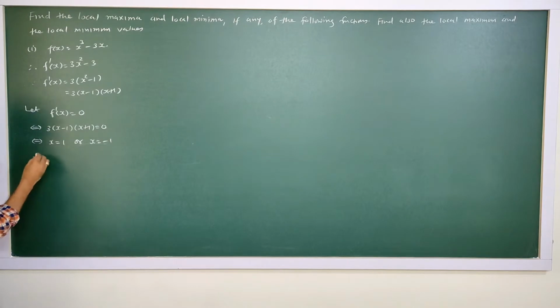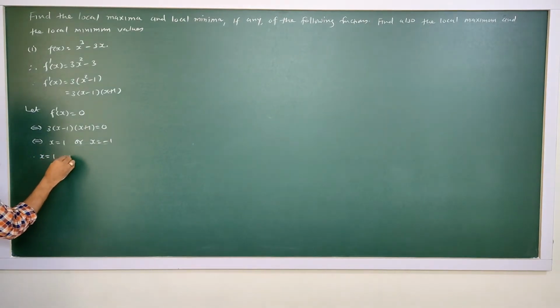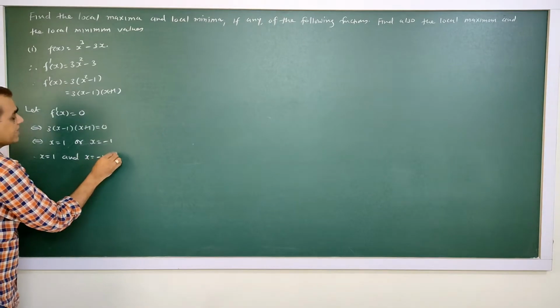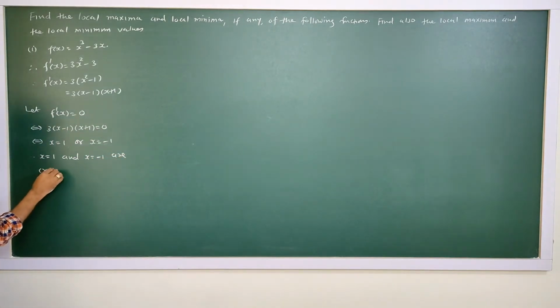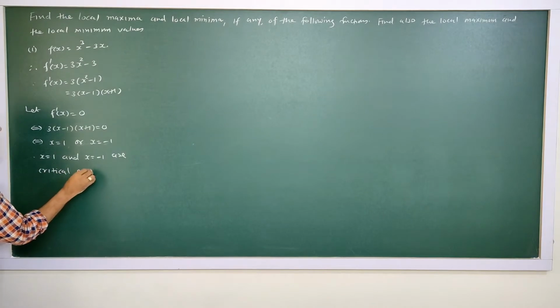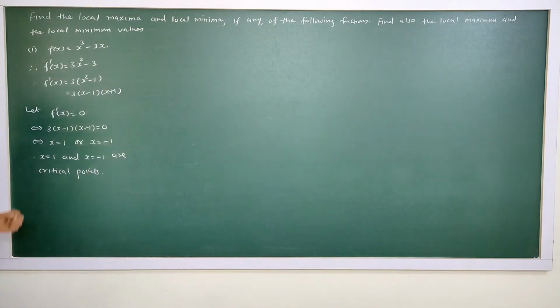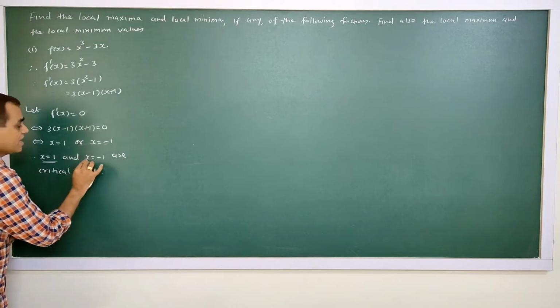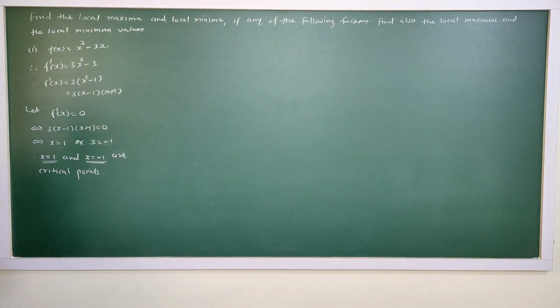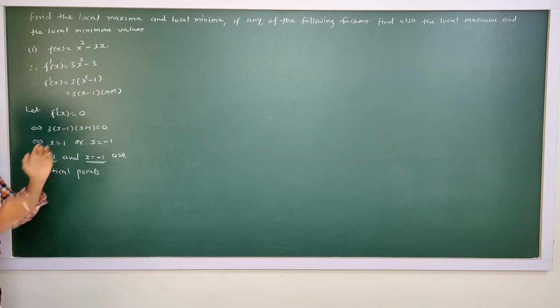Therefore, x equal to 1 and x equal to minus 1 are critical points. At critical points, the function may have a local maximum value or a local minimum value. Now, we check at 1 as well as at minus 1. What happens at 1, what happens at minus 1. There are two numbers at which the function is taking a u-turn.